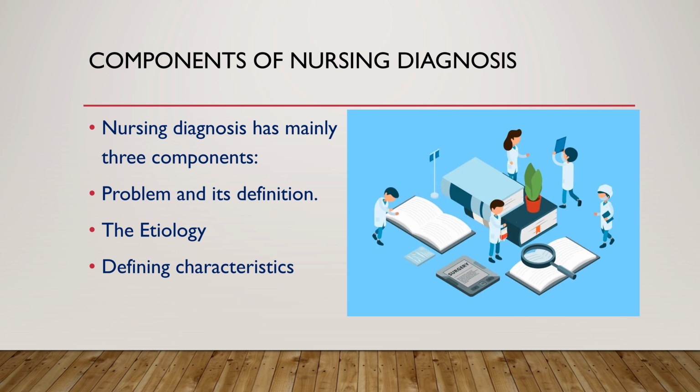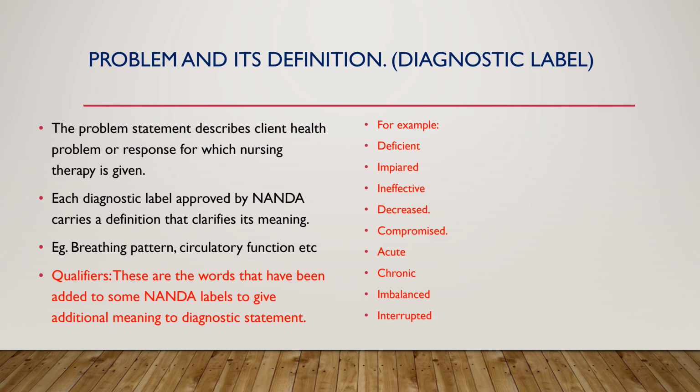Let us now discuss the components of nursing diagnosis. Nursing diagnosis has mainly three components: problem and its definition, etiology, and defining characteristics. Let us discuss them one by one. The first component of the nursing diagnosis is the problem and its definition. It is also called the diagnostic label. The problem statement describes the client's health problem or response for which nursing therapy is given.